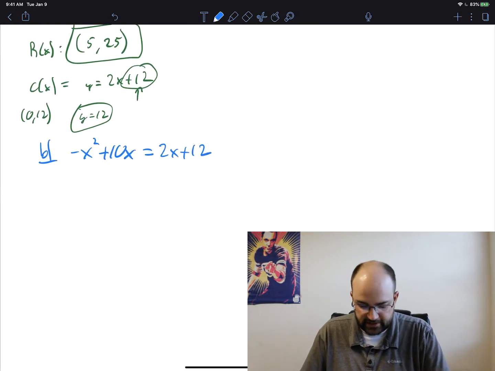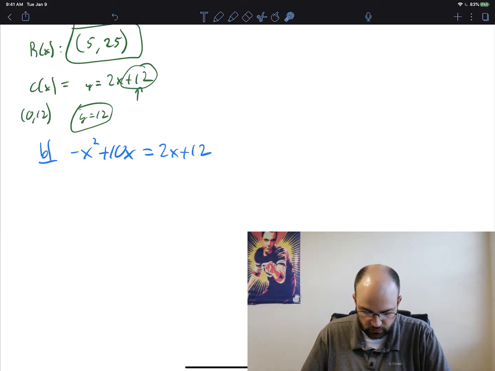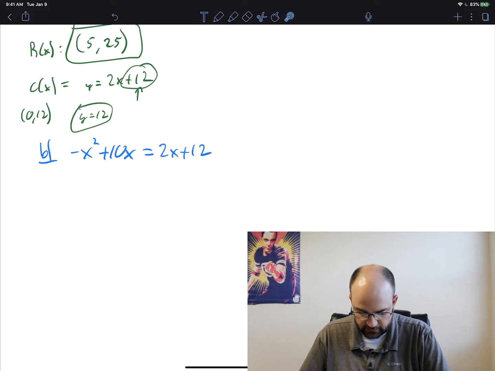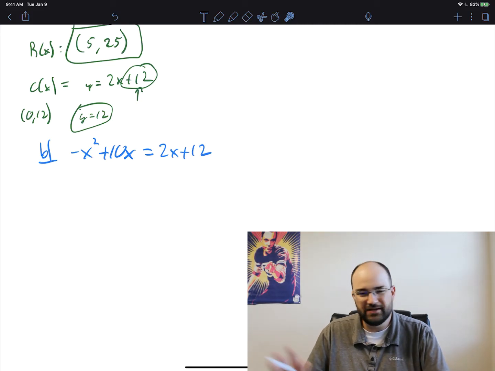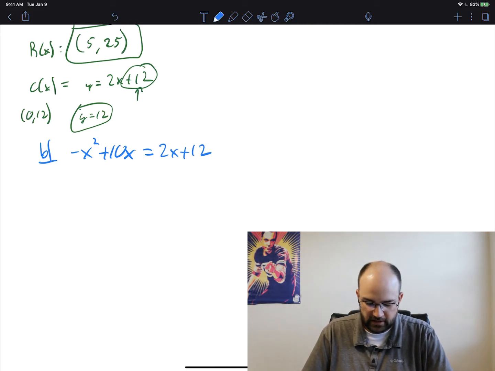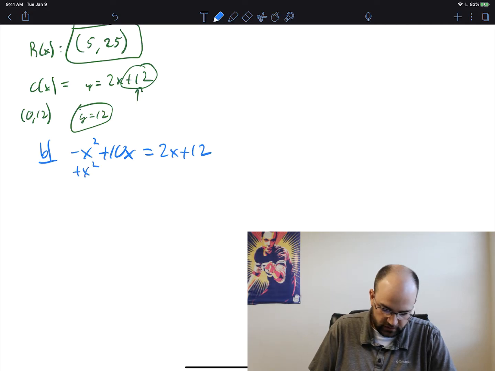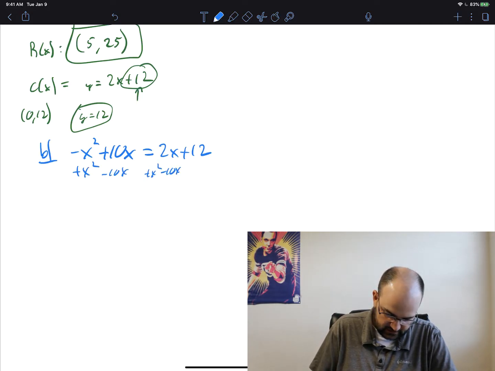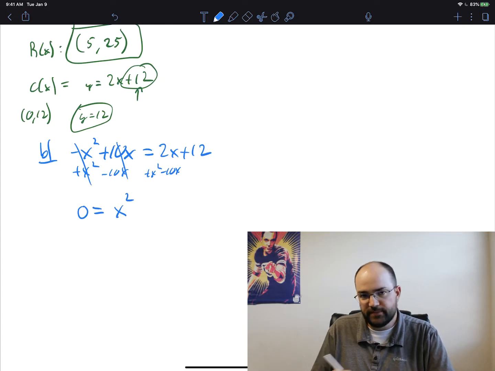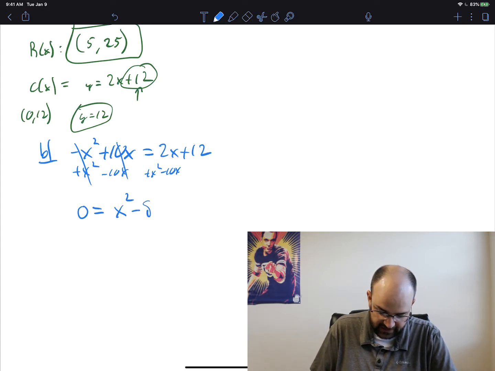And notice that for this one, I can do whatever you want. You can move the x squared over here, move the x's and stuff over. It doesn't really matter. Just get everything on one side. I'm going to add x squared and subtract 10x. So that means a 0 on the left, and on the right, I will have x squared, and then 2x minus 10x is negative 8x plus 12.